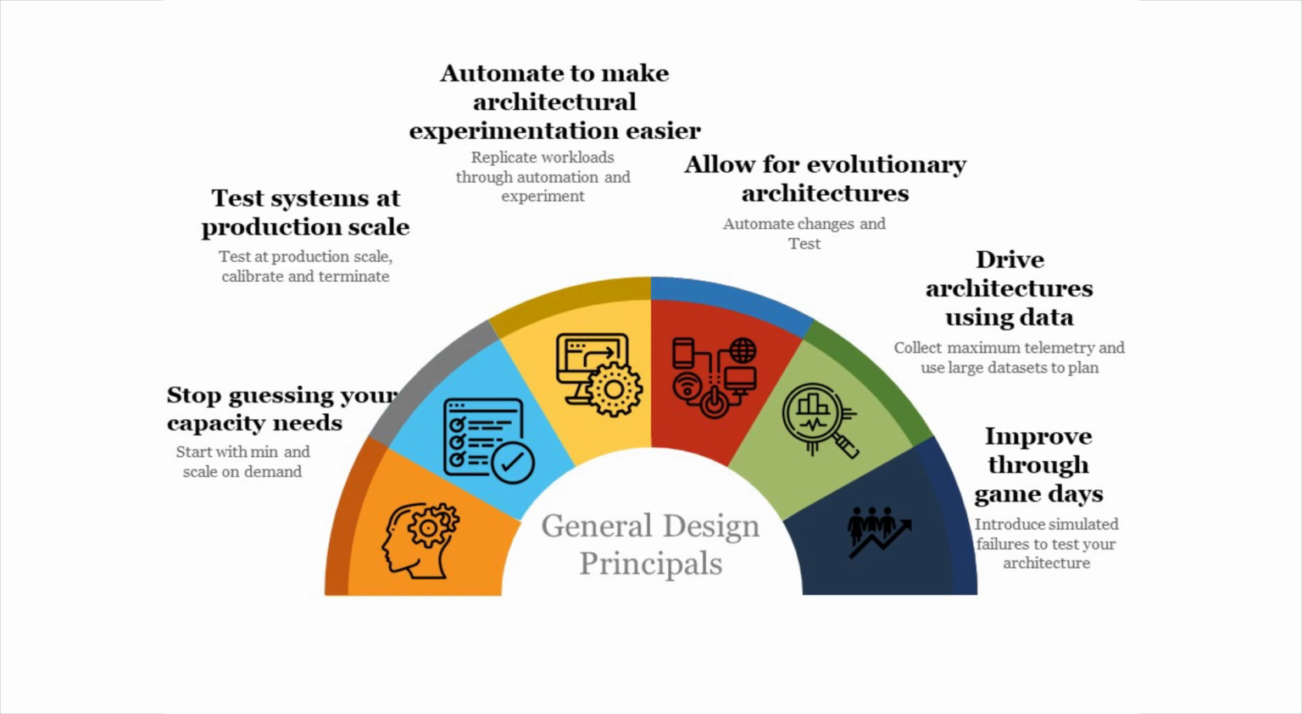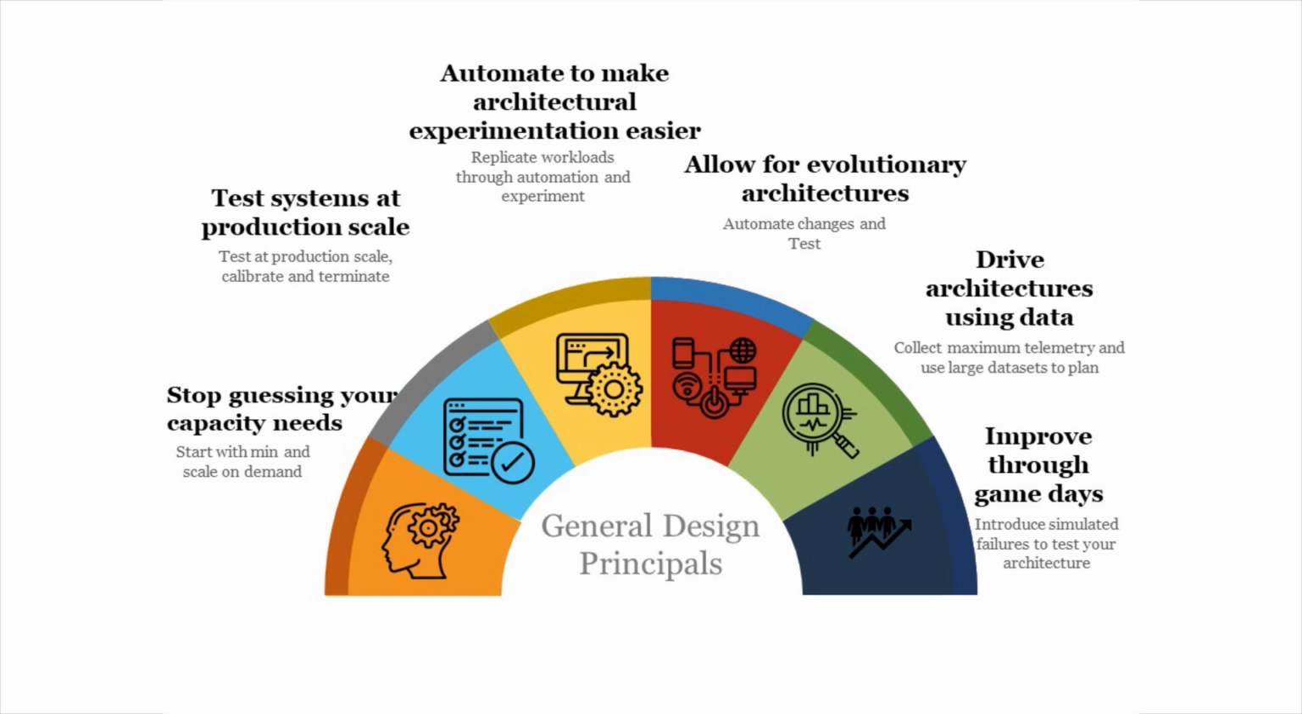4. Allow for evolutionary architectures. Any proof of concepts or architectural experimentation in traditional environments was done by hand and was generally done only at the start of a project. You generally had to have a static architecture that was confined, and it was difficult to even think about making a change. With cloud, you can automate your changes and test them. This gives business more scope to innovate at a faster pace.